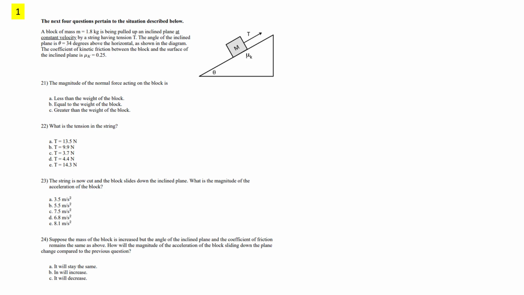All right, so here's the first problem. We have a block of mass 1.8 kilograms being pulled up an incline at constant velocity by a string having a tension T. The angle of the inclined plane is theta, which is 34 degrees above the horizontal, as shown here in this figure. The coefficient of kinetic friction between the block and the surface of the inclined plane is 0.25. All right, the first question we have is the magnitude of the normal force acting on the block.